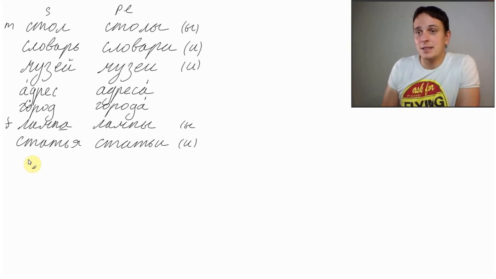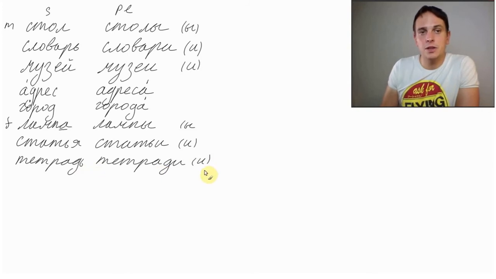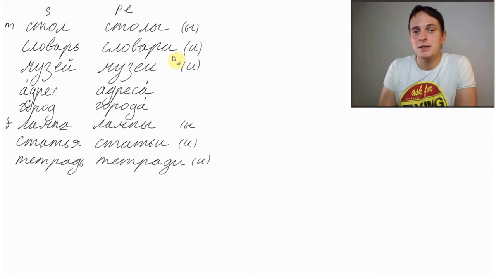Тетрадь. Тетрадь is a notebook. And the plural тетради. Ending и. The soft sign is replaced with и. In general, the soft sign is replaced with и also in masculine. Словарь, словари. Тетрадь, тетради.